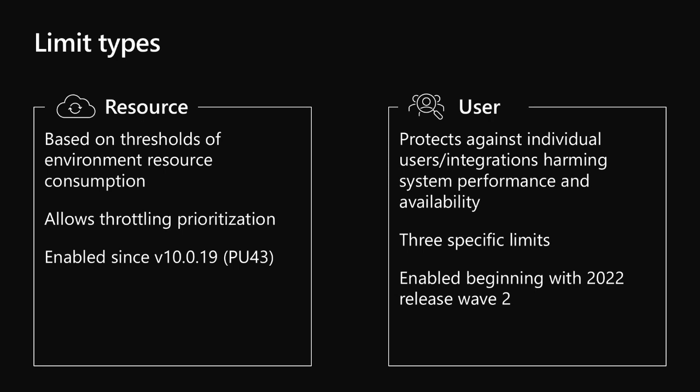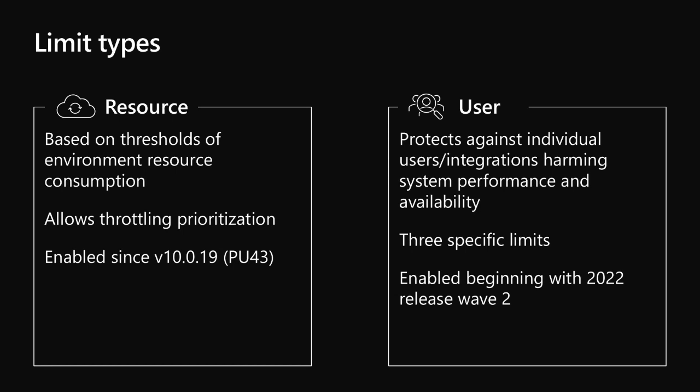So we have specific thresholds set that when those thresholds are breached and we see that that environment is in danger of having a negative impact on performance or availability, in aggregate usage across all API users, across all workloads, affecting the usage of the resources in that environment, at that point we look at throttling API requests against that environment. This allows for throttling prioritization, which we'll talk a little bit about, but this is something that has been available in Finance and Operations environments since PU43. So it's been around for a while, and something that you may be used to and already have planned into your strategies for your API requests.